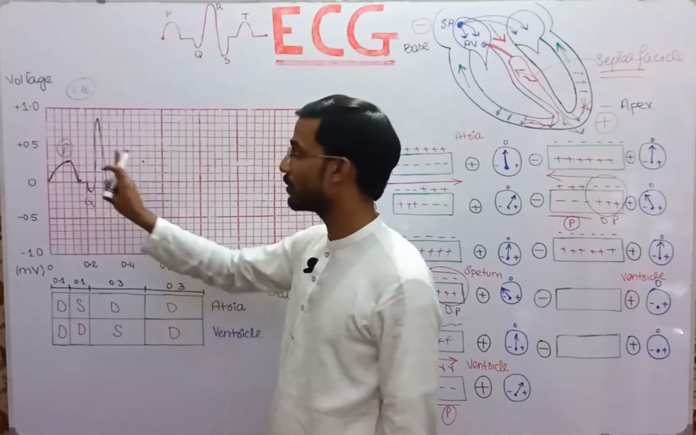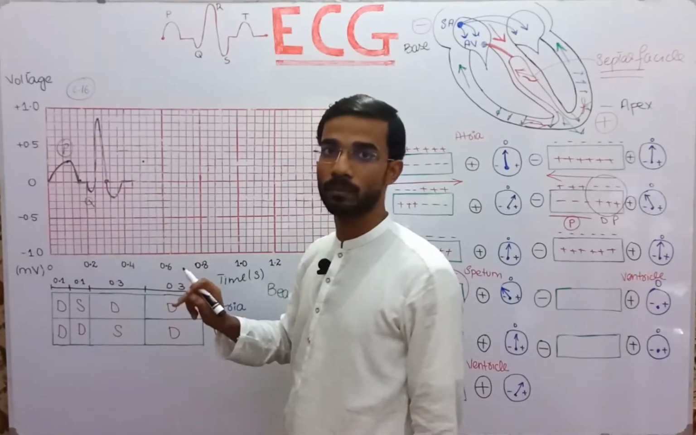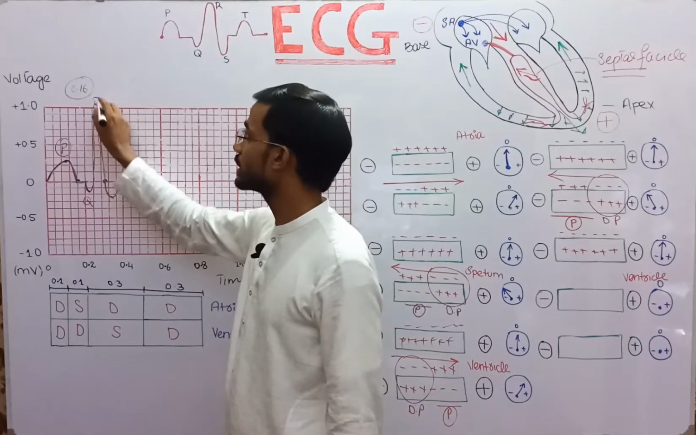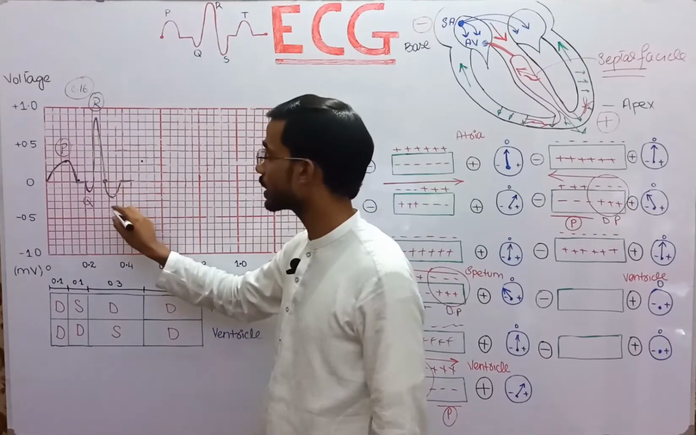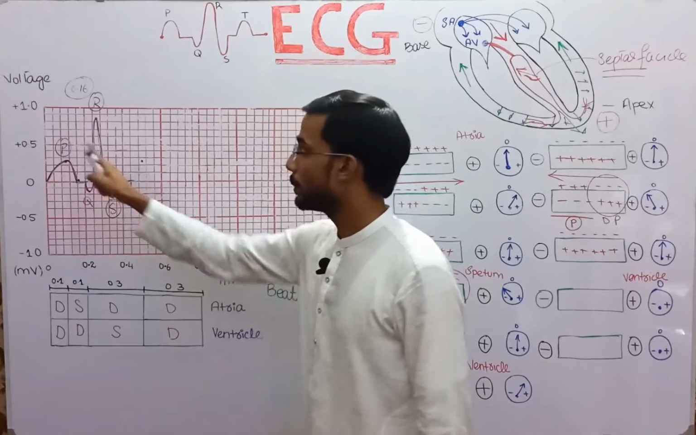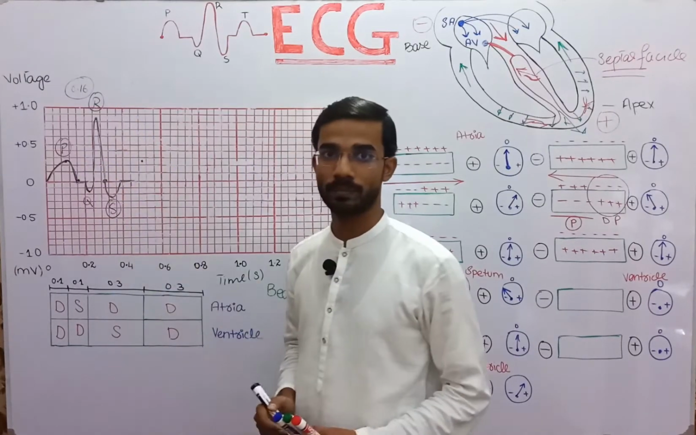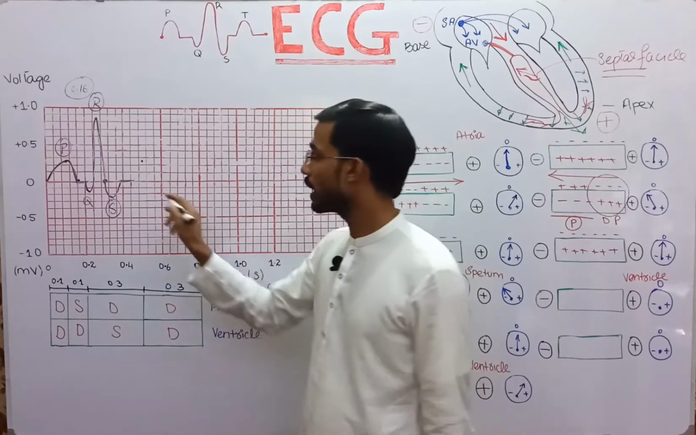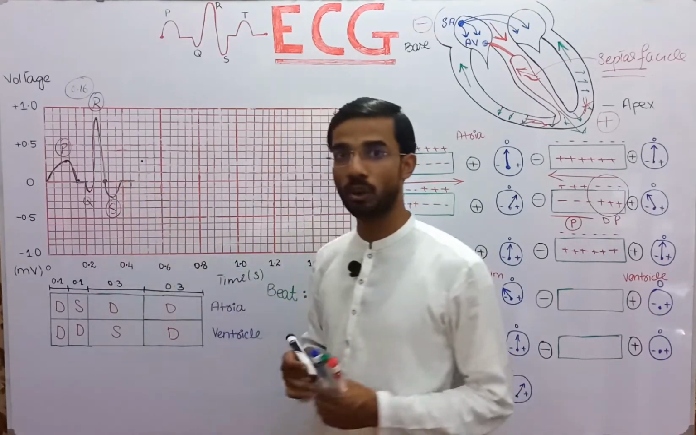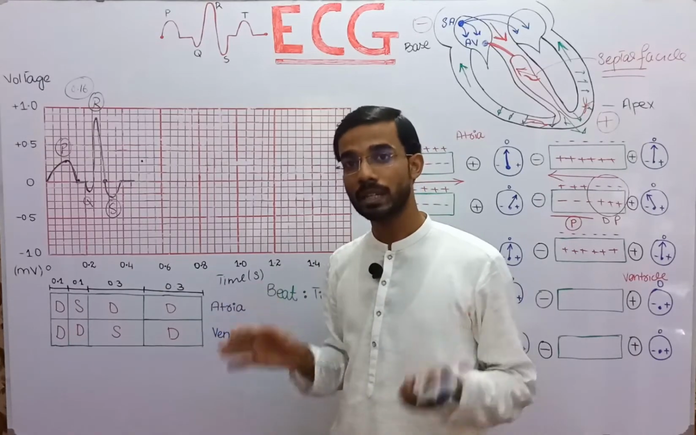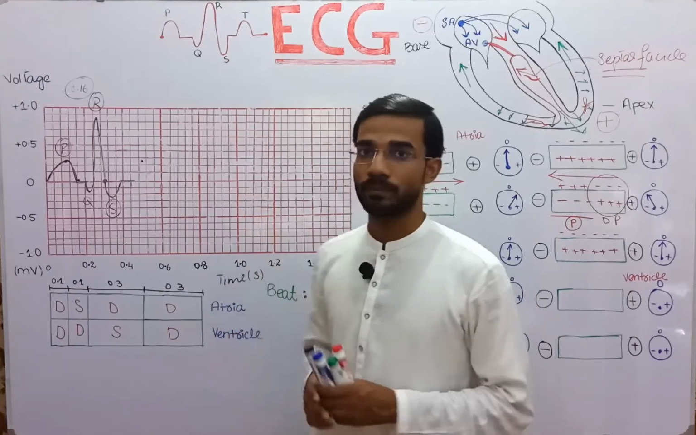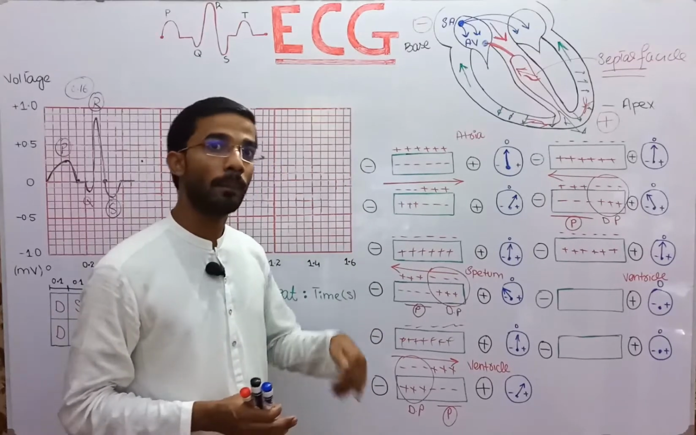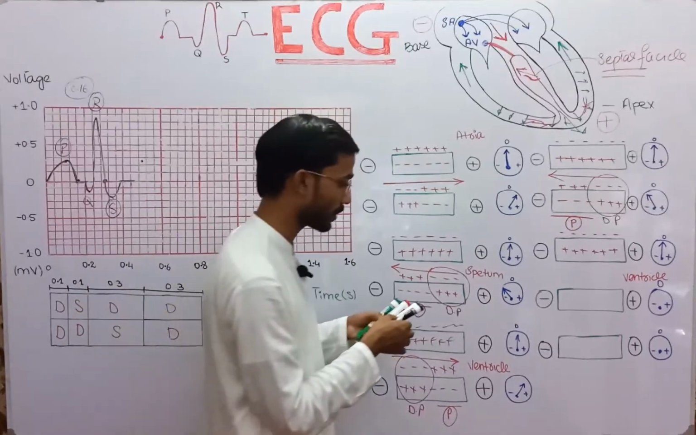Up till now we have discussed that the first peak is P, the second is Q, this upper one is the R, and this downward one is the S peak. P, Q, R, S. And when all the ventricles are depolarized, they will remain so for a short duration. They will keep depolarized. Then the ventricles have to repolarize. Then what will happen?